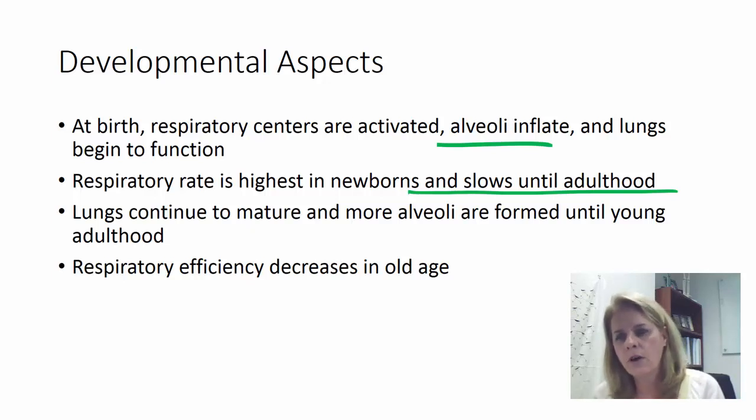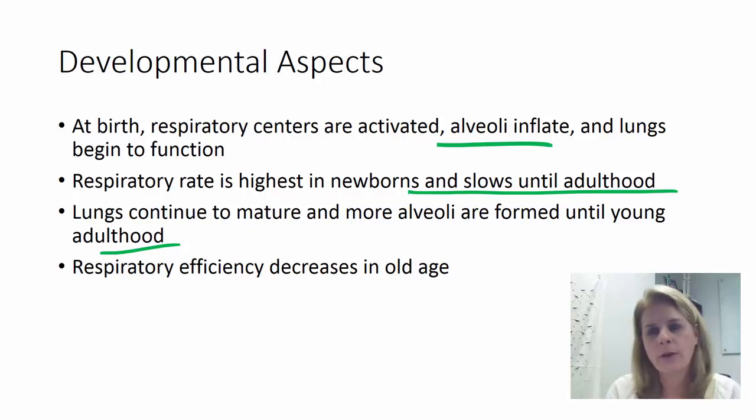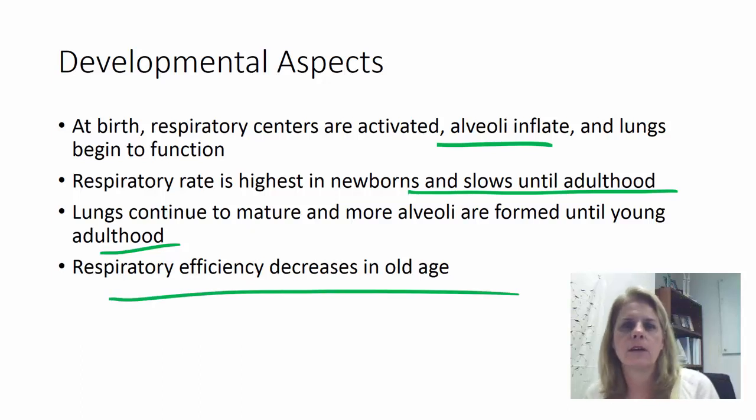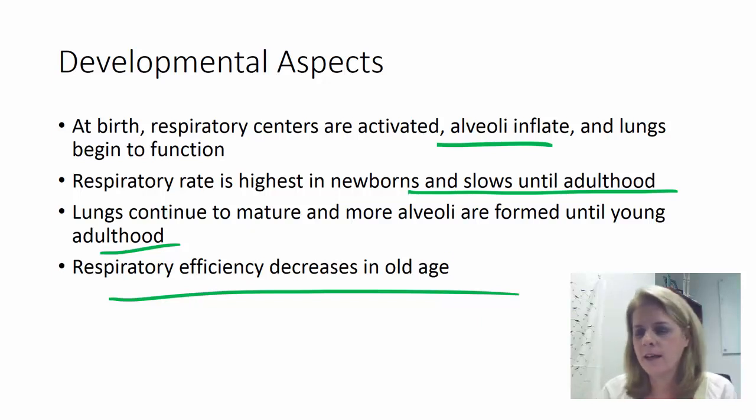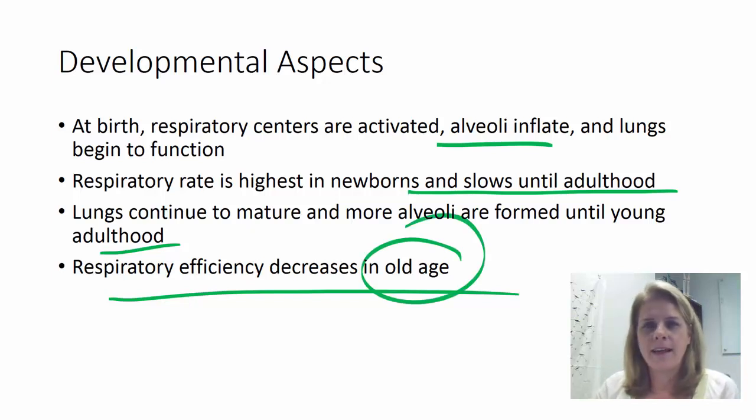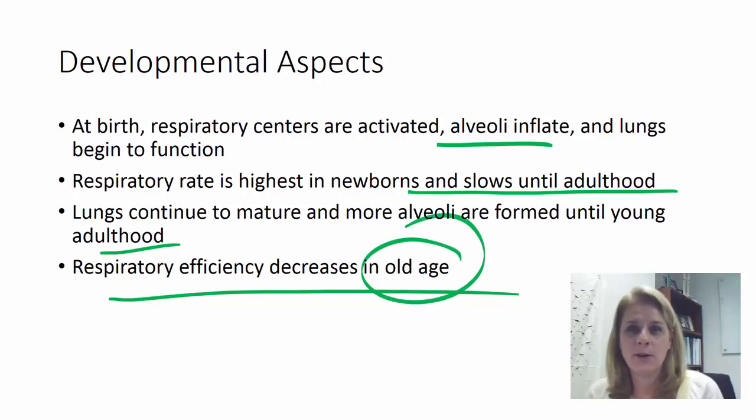The lungs will continue to grow and mature and get more alveoli until young adulthood. So around mid-teenage years, your lungs are about as big as they're going to get. You've got as many alveoli as you're going to get. And as always, nothing good happens getting old. Respiratory efficiency decreases. Lungs become less pliable. The costal cartilages, for your ribs and your thoracic cage, become less pliable. It's just harder to breathe. So things just tend to go down, as is the case with everything in A&P. Nothing works better as you get older.